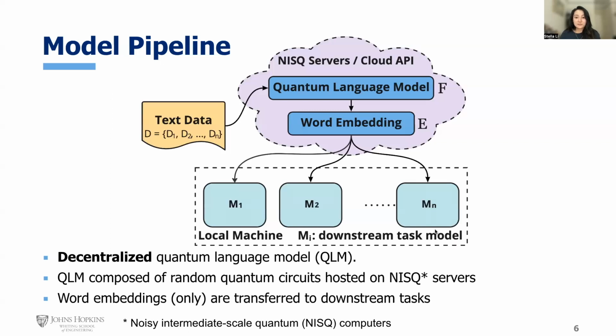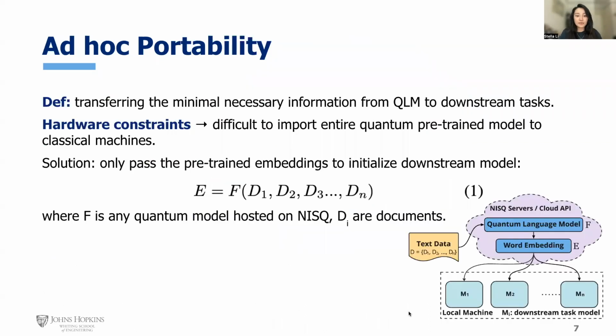The language model is built with random quantum circuits that provides irreversible training. And the key to the portability of the model is that only transferring the trained embeddings would be sufficient for downstream tasks. In our work, we define ad hoc portability as only transferring the minimal necessary information from the quantum language model to downstream tasks, which allows for more efficient pipeline designs and increases the accessibility of quantum language models.